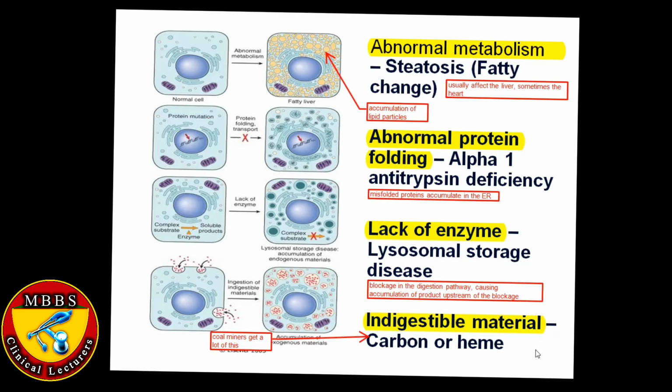And the fourth one is indigestible material, like carbon or heme. This ingestion of indigestible material inside the cell accumulates and alters the cellular function.